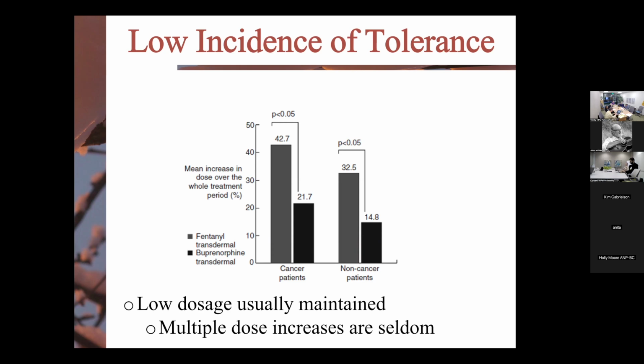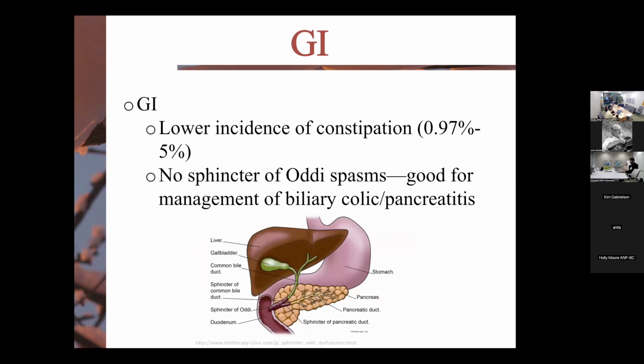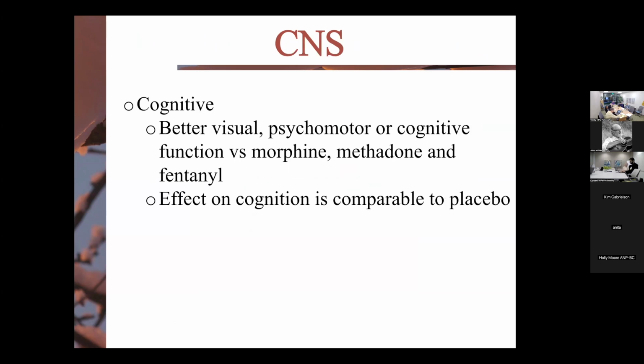In the GI, if you're looking at somebody with pancreatic cancer, just another little nugget to tuck away, there's no sphincter of Oddi spasm. So great for that specific type of pain. And here's what we were talking about with the cognitive: better visual, psychomotor, and cognitive function versus morphine, methadone, or fentanyl. And the cognition effect was very comparable to placebo on studies.